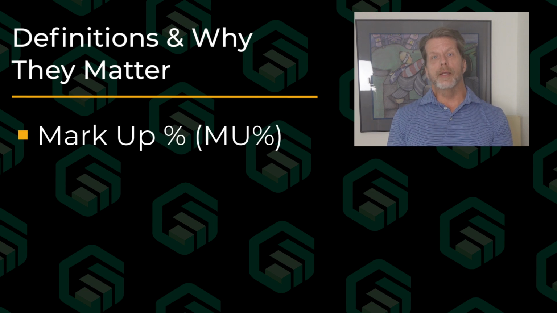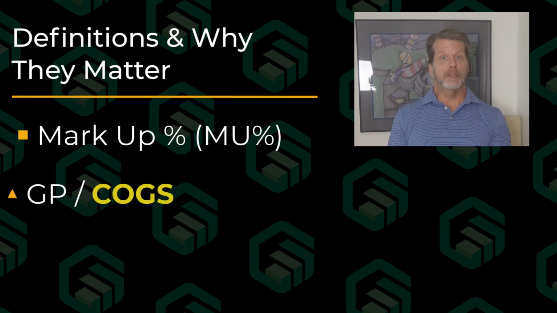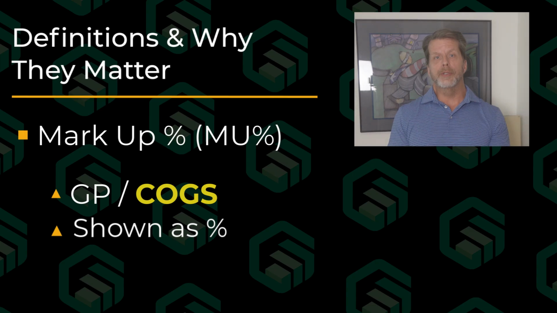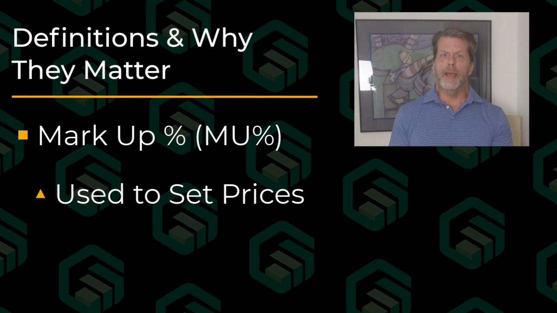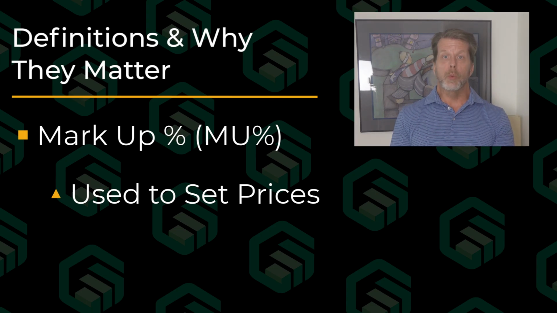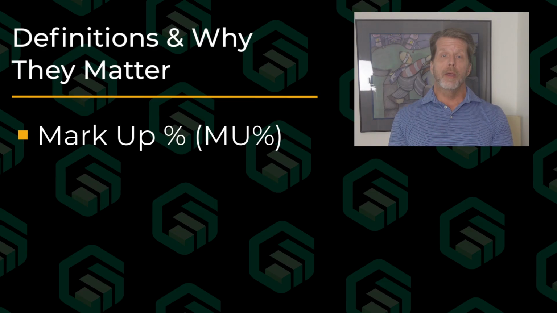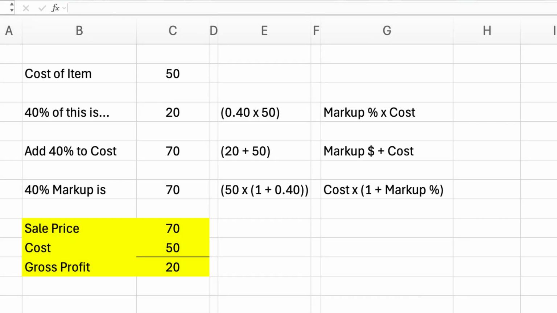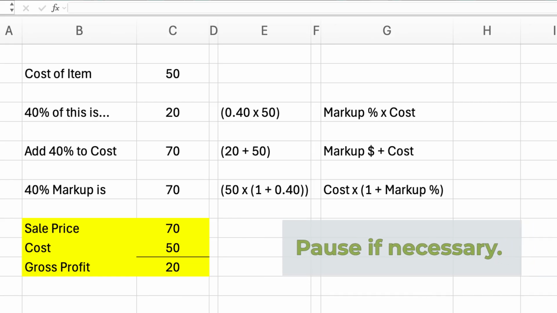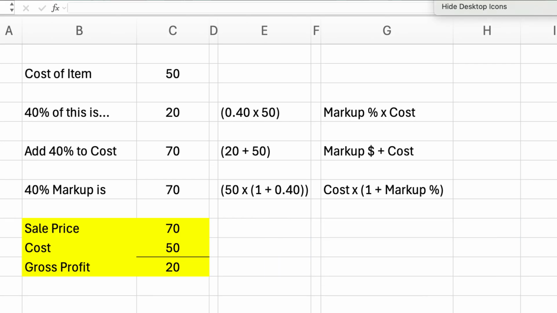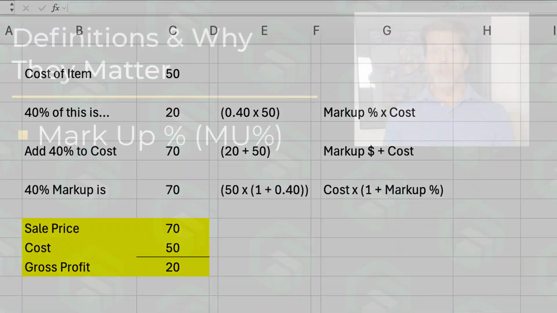The markup percent is the gross profit divided by the cost of goods sold, shown as a percentage. And why does it matter? It's used to set prices by adding a percentage over your costs, which is common in retail, manufacturing, and construction. For example, you buy an item for $50 and you add a 40% markup. To get the selling price, you first take the cost and multiply it by the desired markup. So in this case, you get $20. Now add the $20 to the cost, and that's the price.